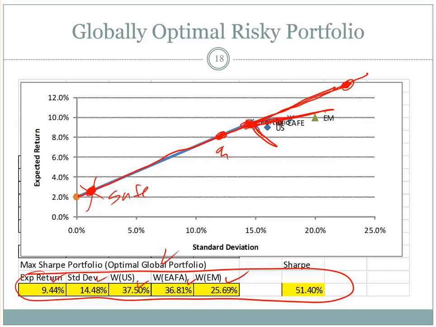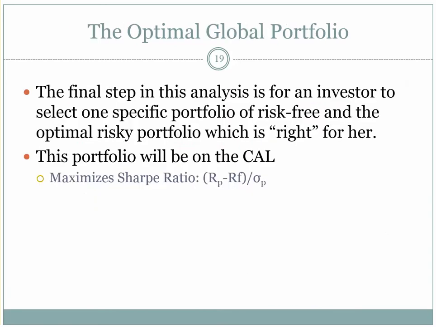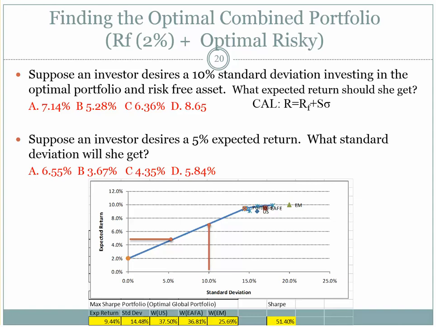So the last step in the portfolio optimization process is to pick a level of return and figure out the risk, or pick a level of risk and figure out what level of return you get investing on this capital allocation line. The last two problems we'll just show are the case of picking a point on a line. The first one says that we're investing in this portfolio that has a Sharpe of 51.4, and we want a 10% standard deviation. What is the expected return?